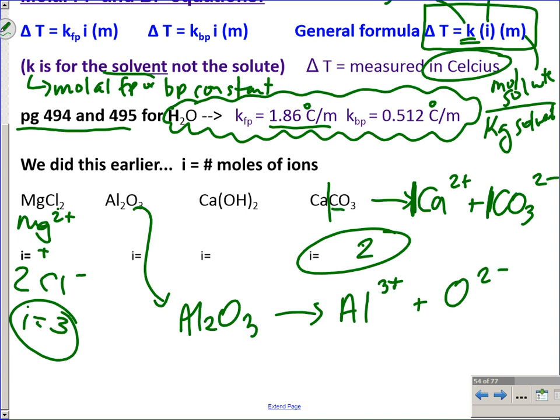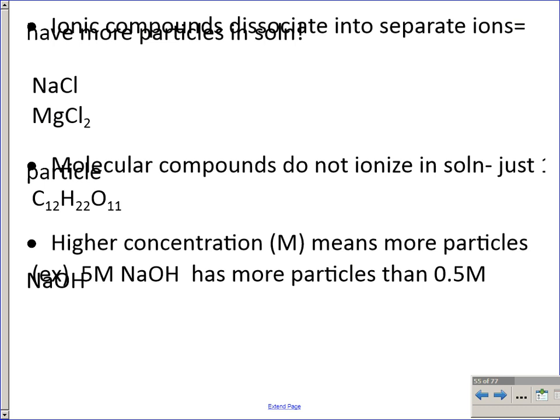How many aluminums do I have according to the reactants? 2. And how many oxygens? 3. So my I factor is 5. That makes a significant impact on the freezing point or boiling point, whereas with these other ones, an I of 3 or an I of 2, not so significant. That's a big dip there. But the aluminum ion would not be good to have for species on the planet. Okay, well, this is a great slide.